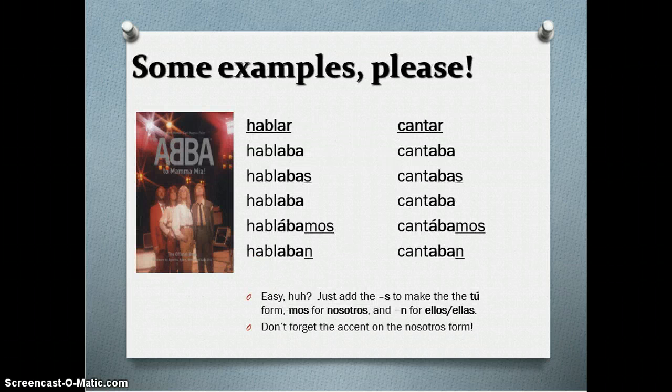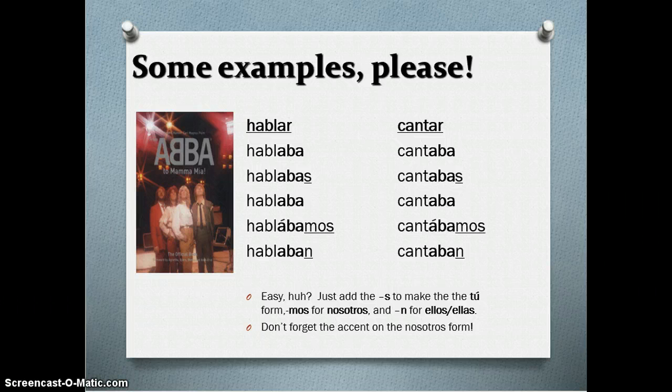All right, unos ejemplos. Back in the day, there was a band known as ABBA. Look it up, talk to your parents. Hablar. I can use all of these verbs. My endings all have a form of aba. So that's why I'm using that as an example. So remember, the yo, el, ella, and usted form are exactly the same.